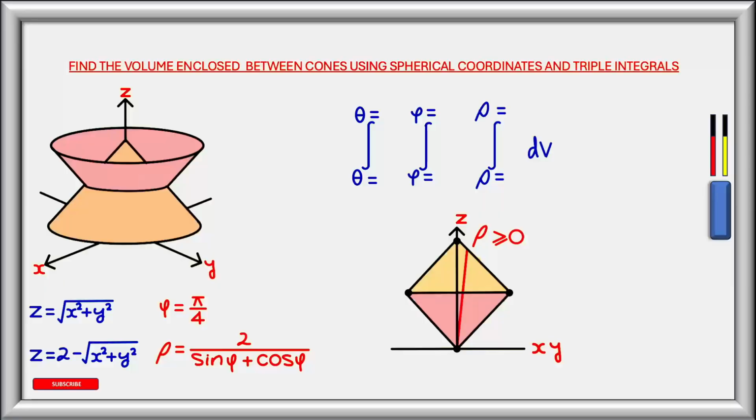To help us understand the region, this diagram is a view along the z-axis from the xy plane. In spherical coordinates, rho is the radial distance from the origin to a point in space and represents the length of the line connecting the origin to the point. So rho is always greater than or equal to 0. So in our example, rho starts at the origin where it's equal to 0, and its endpoint is governed by the orange cone.